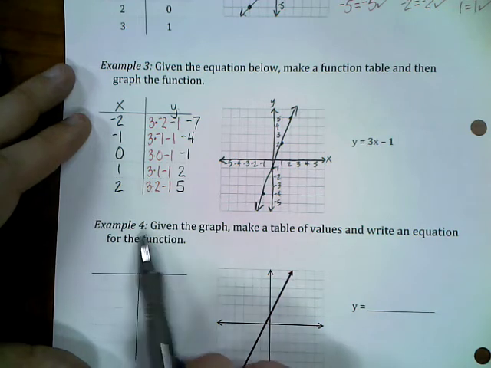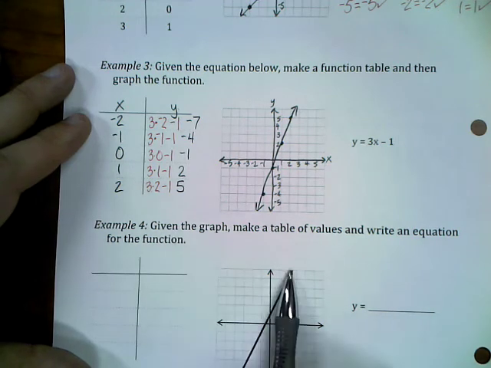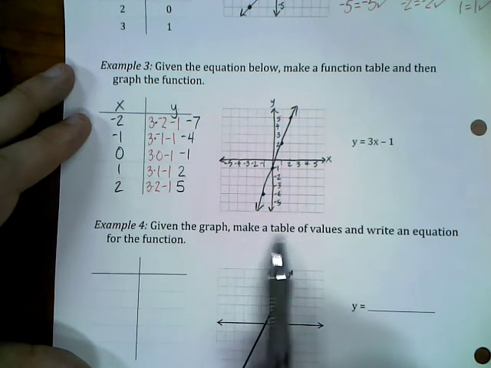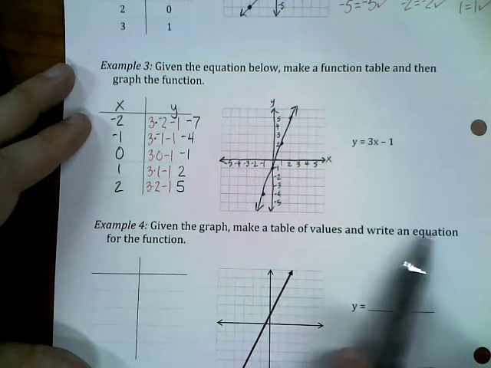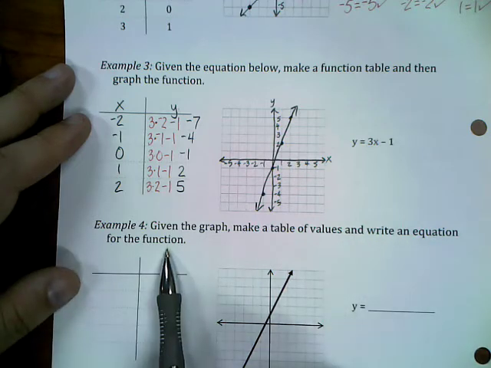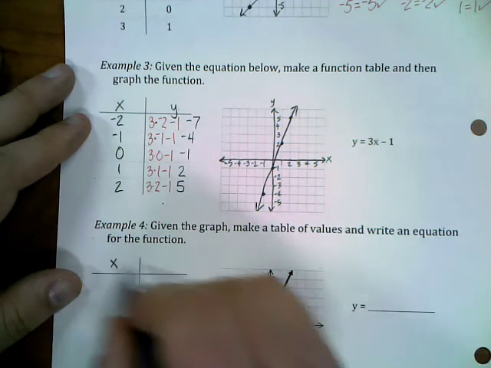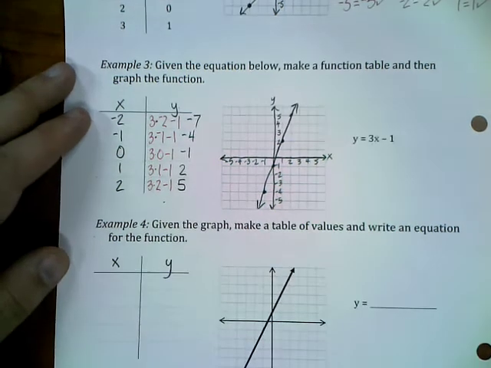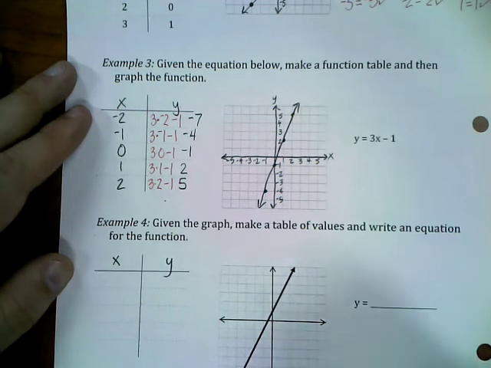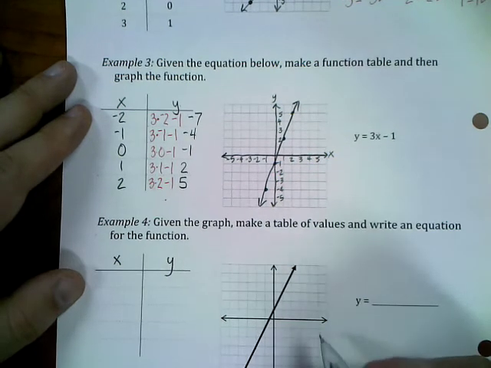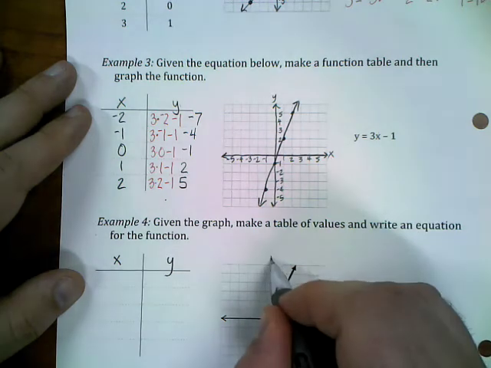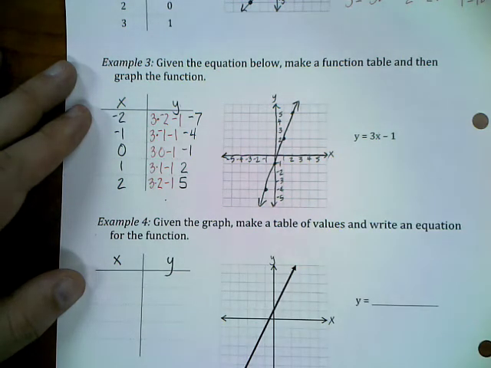Last one, example 4. Given the graph, so this time I've given you the graph, make a table of values and write an equation for the function. So I'm going to call that x, I'm going to call that y, I know that much at least. We know this is the positive x value, we know this is the positive y value.